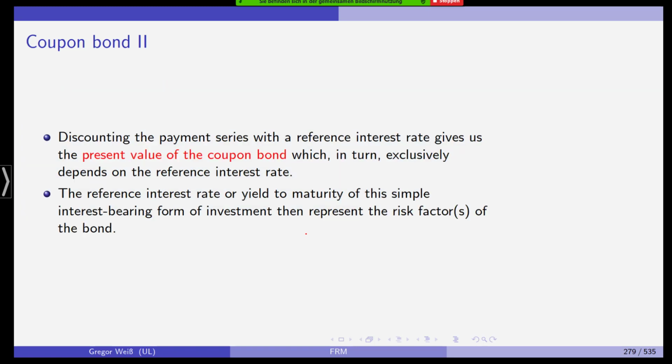Now, discounting the payment series with a reference interest rate gives us the present value of the coupon bond, which in turn, again, exclusively depends on the interest rate or the bond price as a single risk factor. And thus, we have the valuation, we have the fair price, and we know that the only risk factor that drives changes in coupon bonds, if they are risk-free, if they are sovereign coupon bonds, should be the interest rate and the term structure of interest rates.